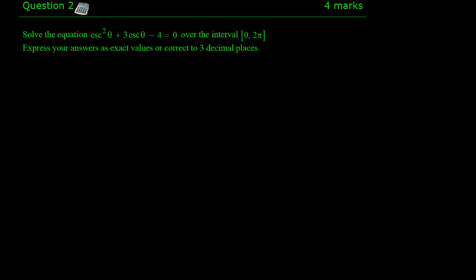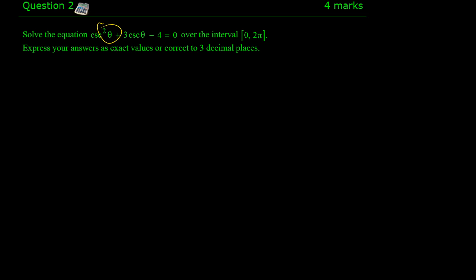Question 2. Solve the equation cosecant squared theta plus 3 cos theta minus 4 equals 0 over the interval from 0 to 2 pi. Express your answers as exact values or correct to 3 decimal places. So this is a quadratic trig equation. It is quadratic because of the squared, and it is, of course, trig because of the cosecant.